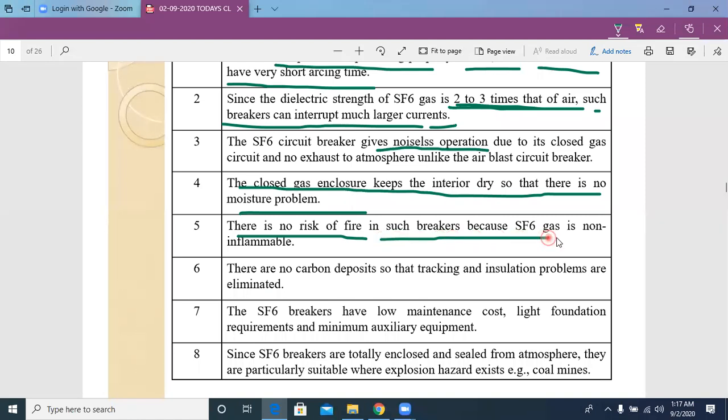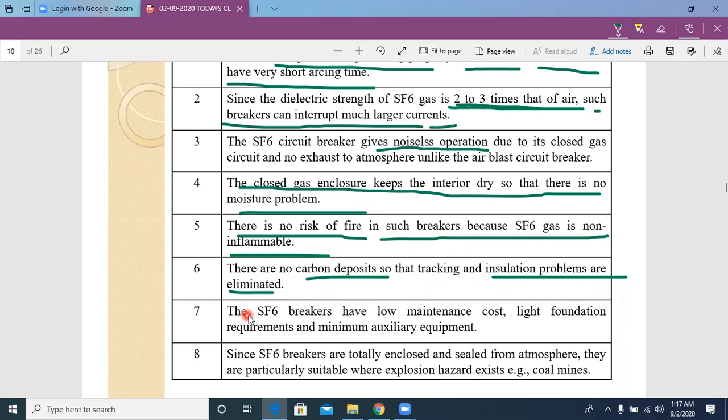Such breakers, because SF6 gas is non-flammable. That is one more advantage. And there are no carbonization deposits, so insulation problems are eliminated. So the advantage is no carbonization, no carbon deposits, so tracking and insulation problems are eliminated.